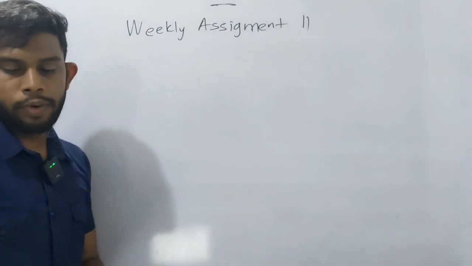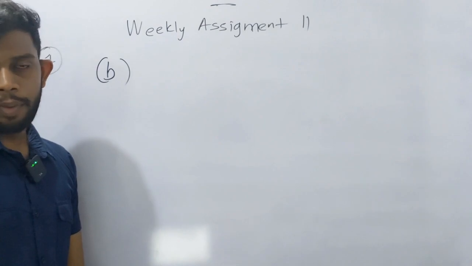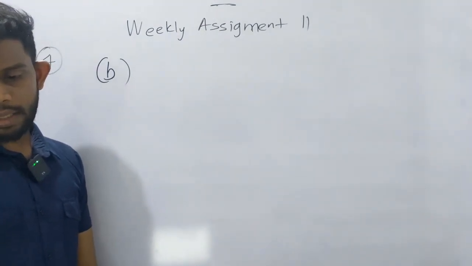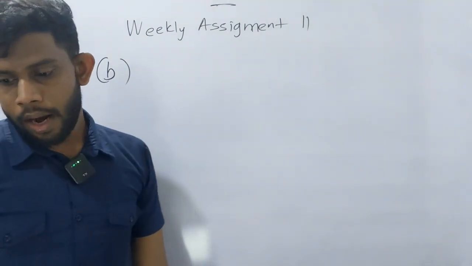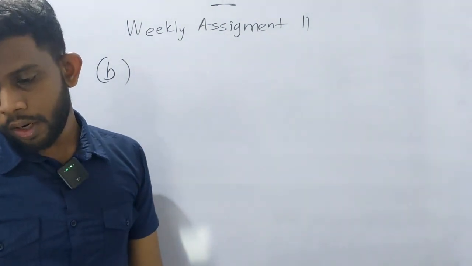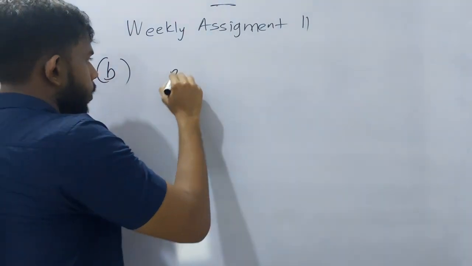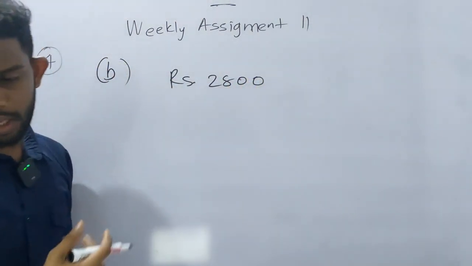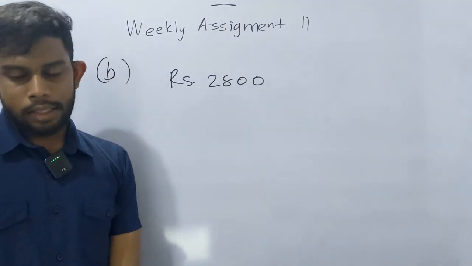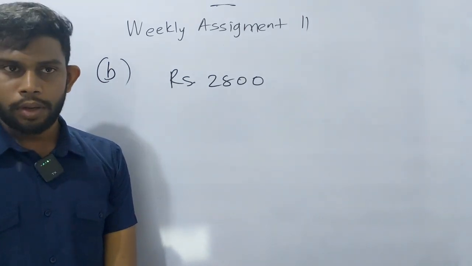Now we are moving to B part. So in the B part, actually that is from custom duty. So it says if custom duty of 30% is charged when imported a certain type of clock worth rupees 2,800. So worth is 2,800. So this is the worth of the clock. They are asking you to find the value of the clock after paying the custom duty.